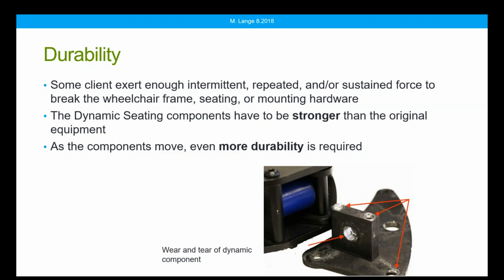This is still a relatively new area of wheelchair seating and mobility, even though some dynamic components have been out there for a while. And to my knowledge, very few, if any, of these dynamic components have really gone through durability testing. It's something that I hope that we see in the future, so that we have a better sense of just how many repetitions under force this component can endure before there is a failure, so that we are better informed in terms of durability of the component.